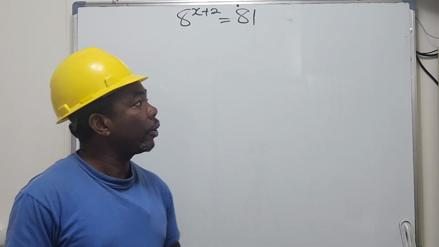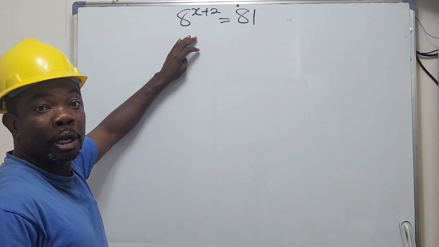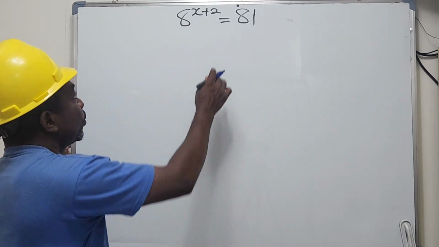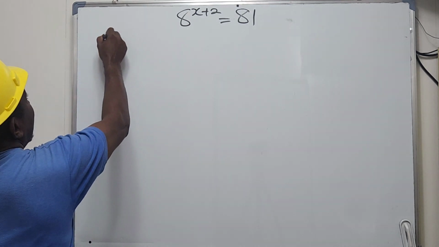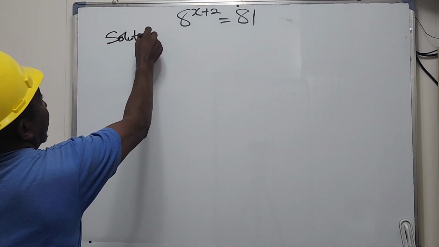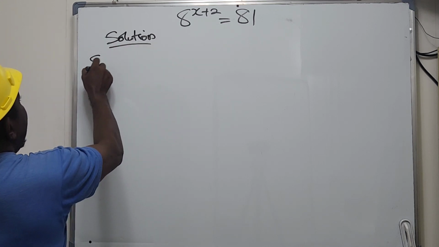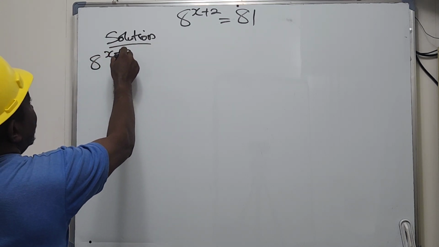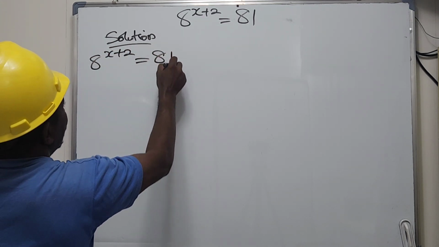For today, we're looking at this question. It says 8 to the power of x plus 2 equals 81. So we are going to evaluate this to find the solution of x. We are given 8 to the power of x plus 2 equals 81.